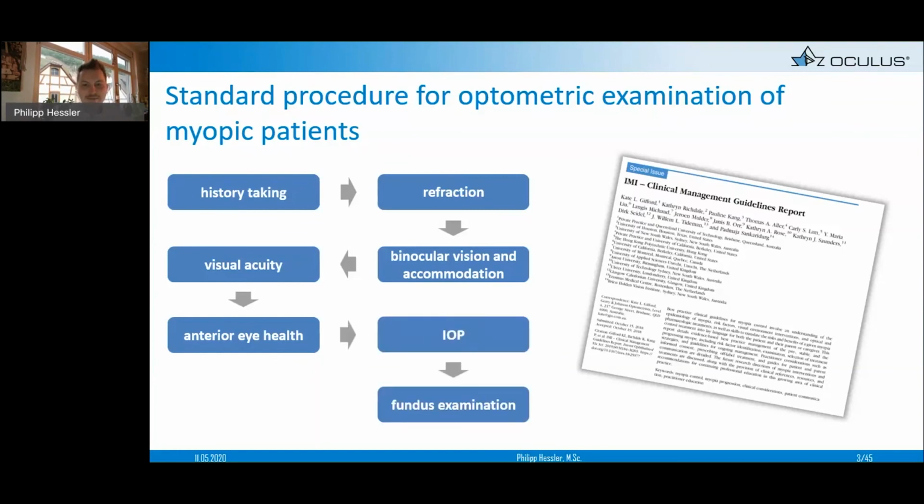Fundus examination is of course particularly important, because we know that most of the pathological changes associated with myopia are found at the posterior eye. And last but not least, the axial length measurement, the primary outcome measure for myopia. And this is what we will be looking at in the slides that follow now.